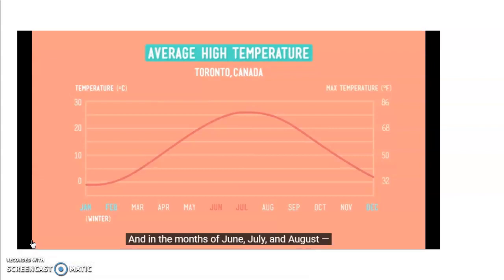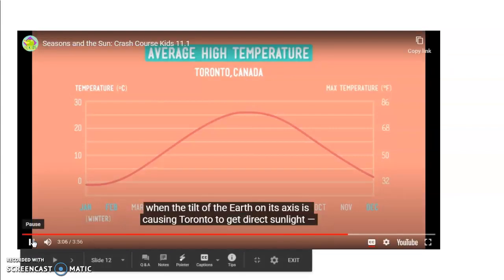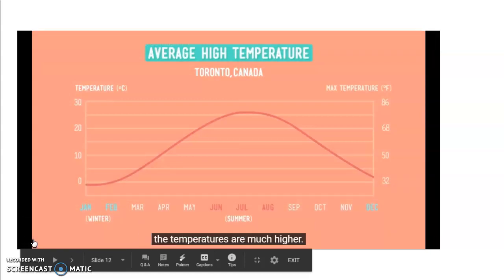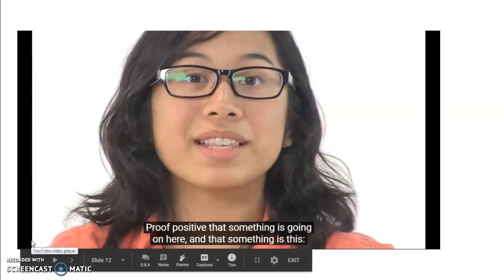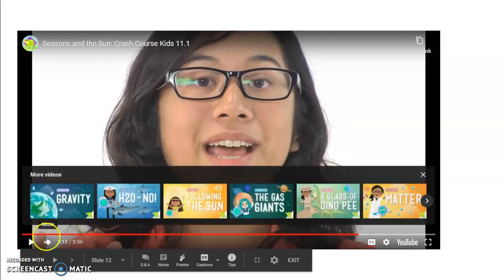And in the months of June, July, and August, when the tilt of the Earth on its axis is causing Toronto to get direct sunlight, the temperatures are much higher. Proof positive that something is going on here.